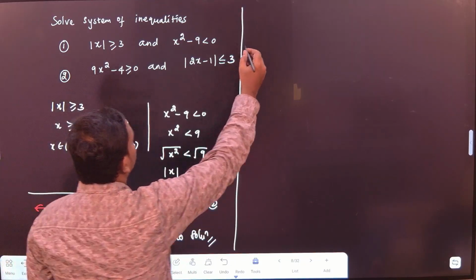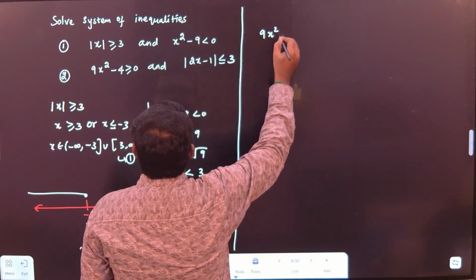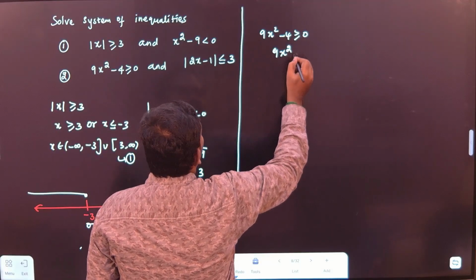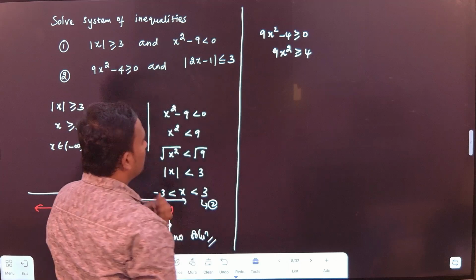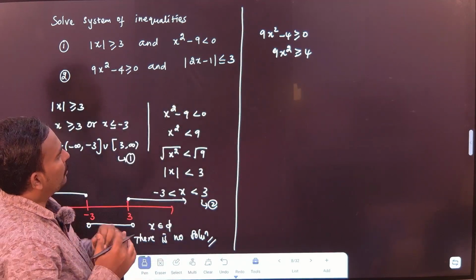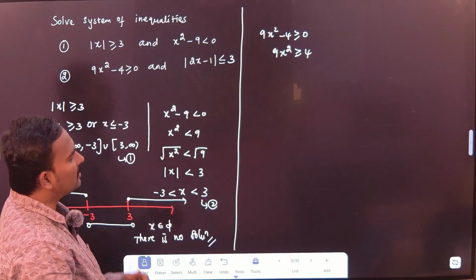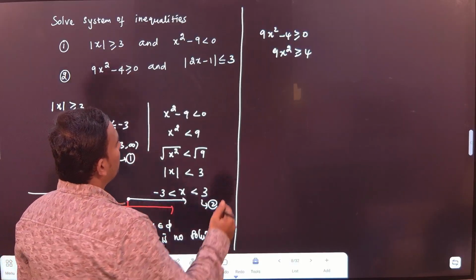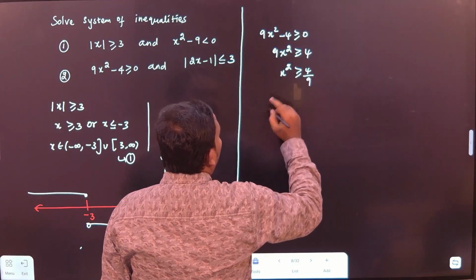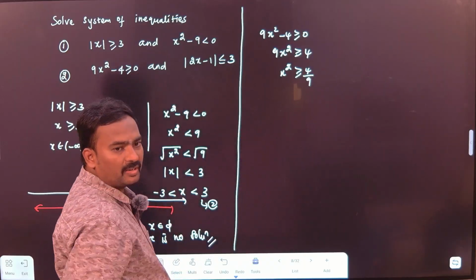Therefore, 9x² ≥ 4. So we need x here, and 9 is disturbing, so you have to divide both sides by 9. So x² ≥ 4/9. Now you can take the square root on both sides.